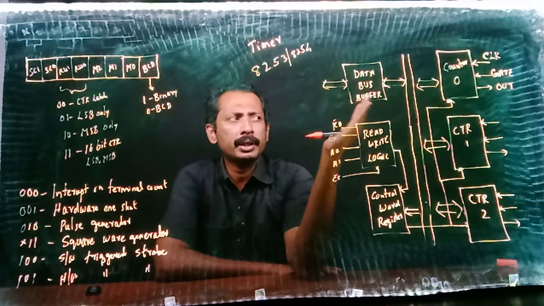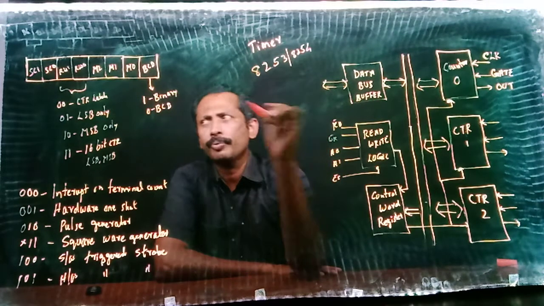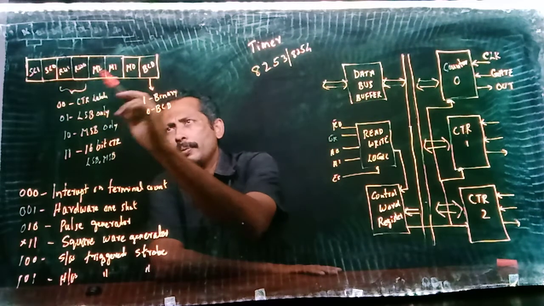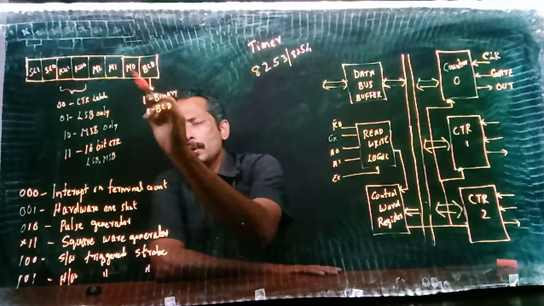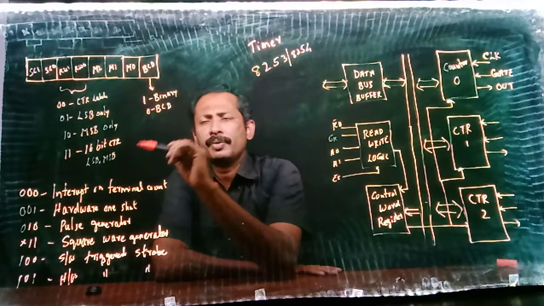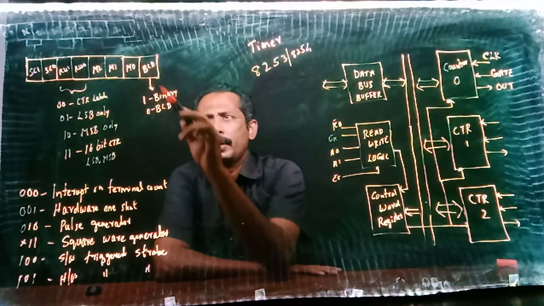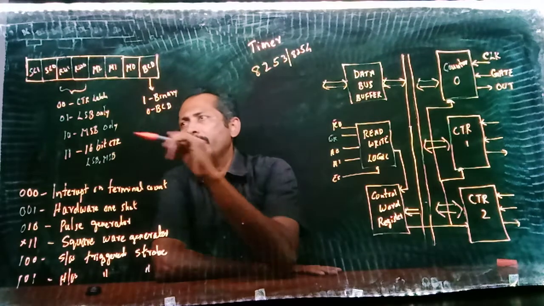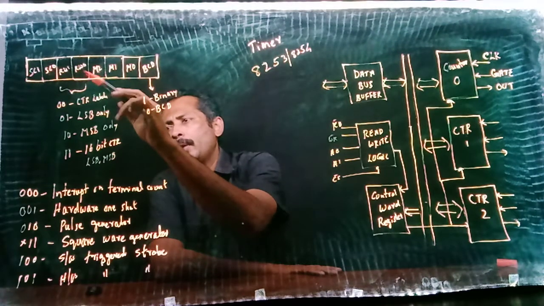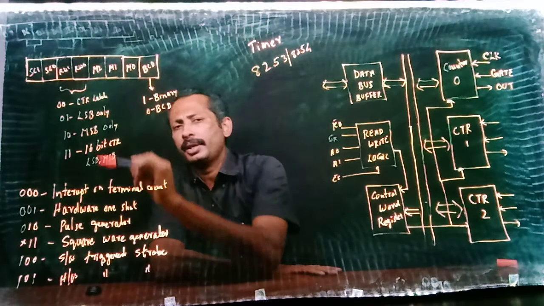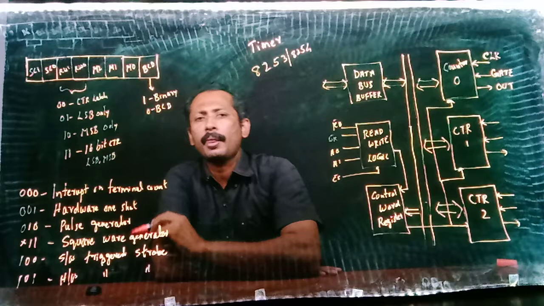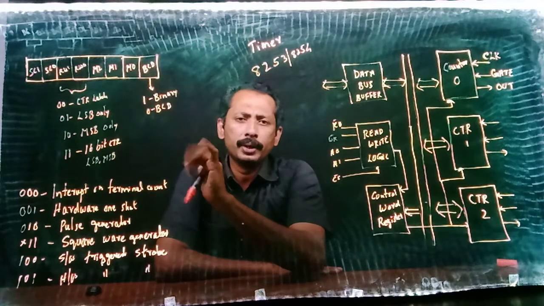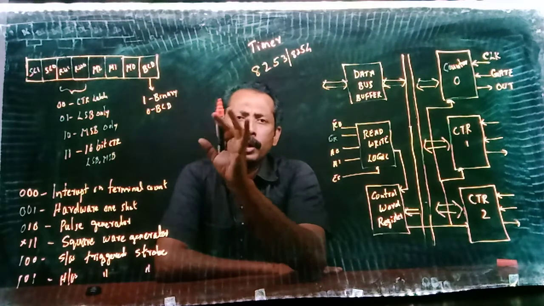If you want to select counter 0 in mode 0, we have to use 0 0 here. Mode 0 is 0 0 0 here, and if I want to specify binary counter, then I have to give 1 here. Then if I am using an 8-bit counter and use LSB, I have to give 0 1 here. So a control word is obtained.